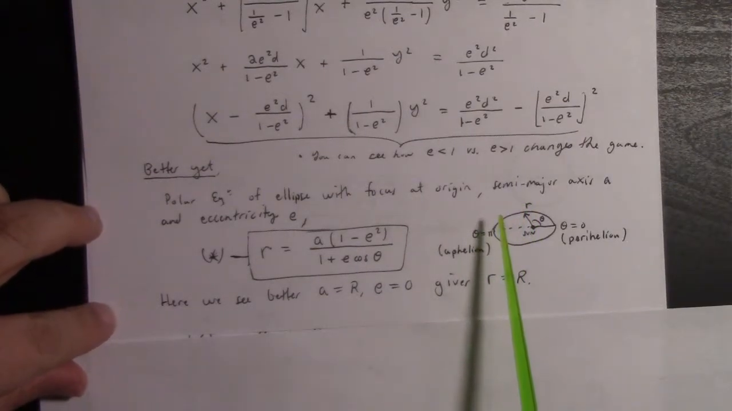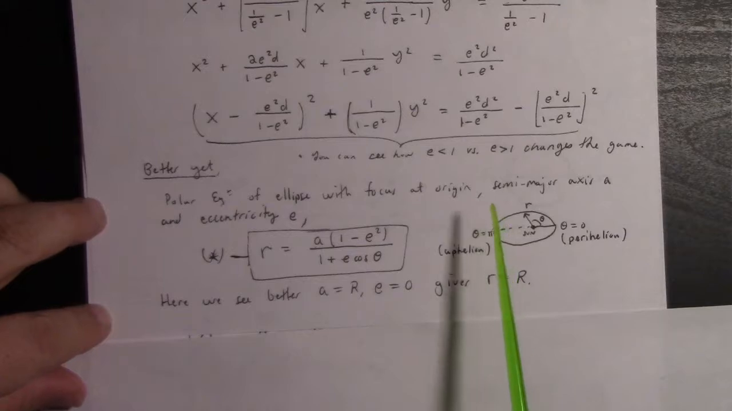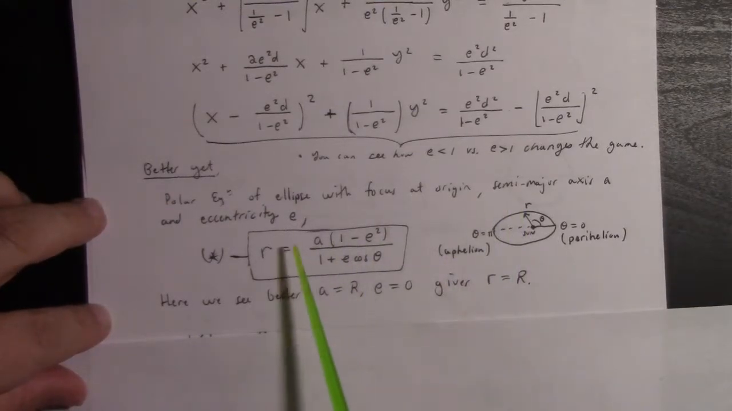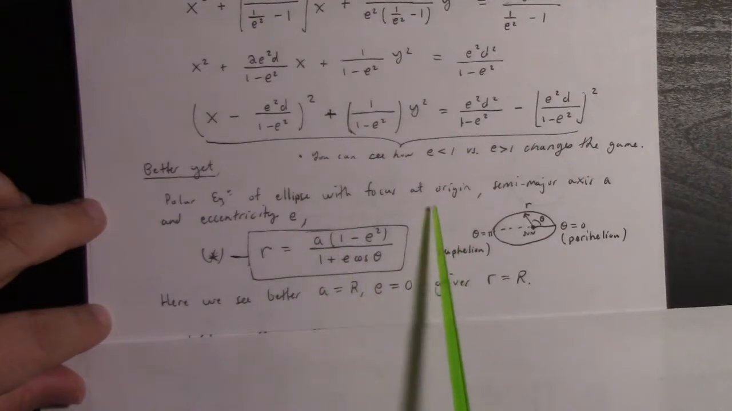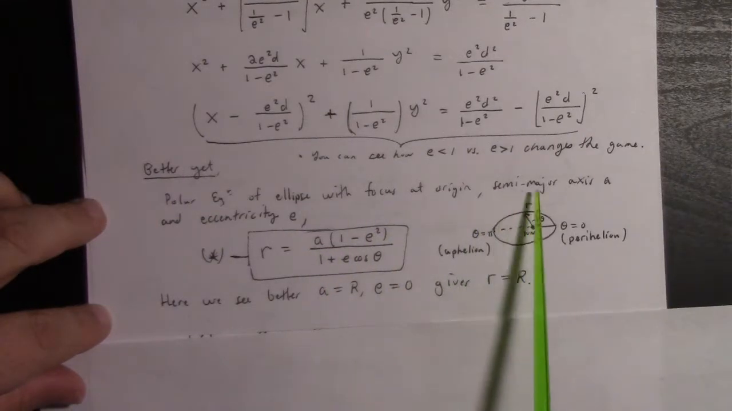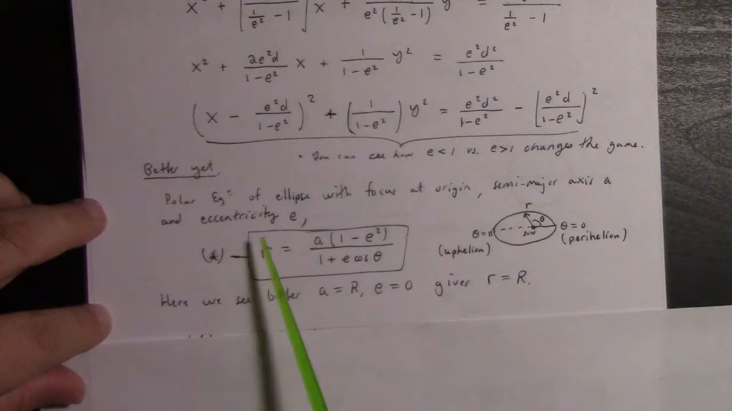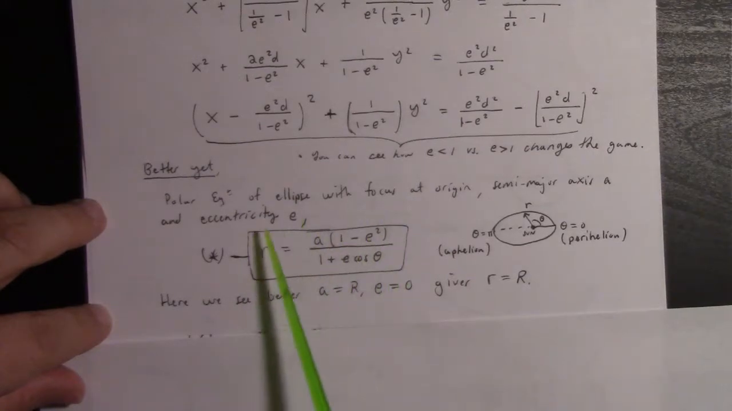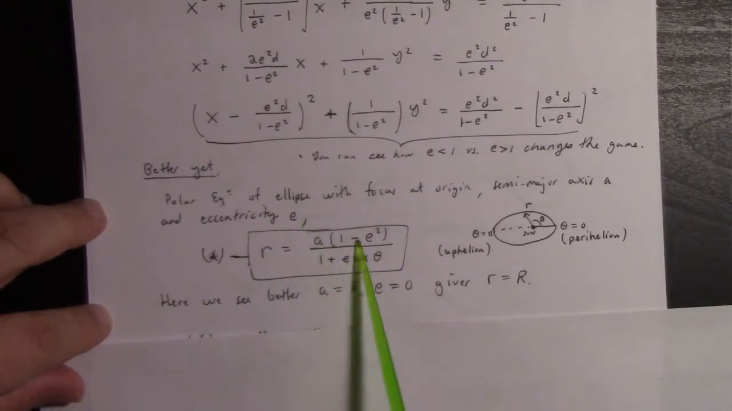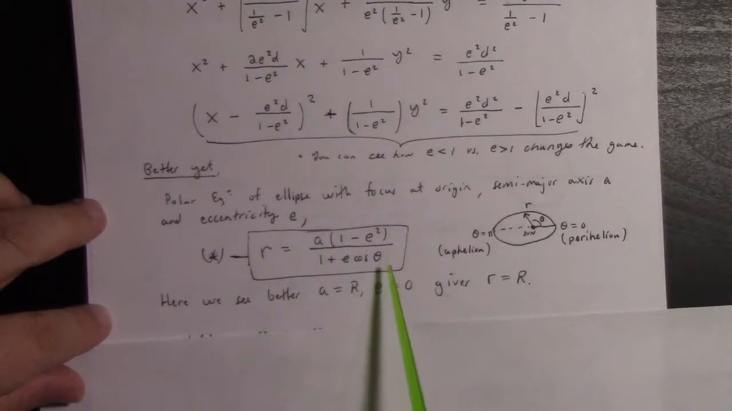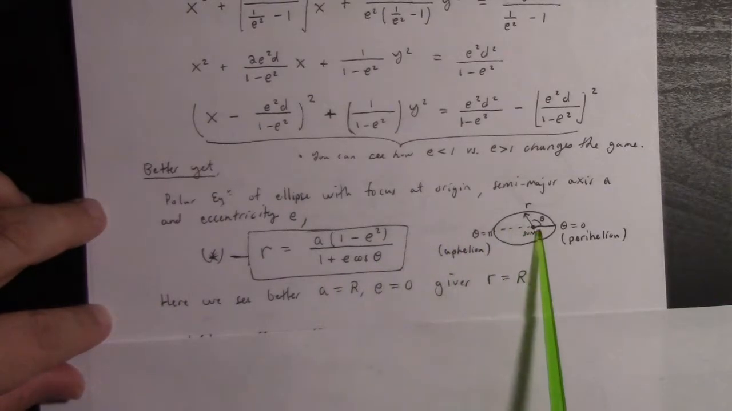Now, the formula for the ellipse that I think is interesting is probably better down here, because a lot of times I like to think about the ellipse as a generalized circle. So in polar coordinates, an ellipse with focus at the origin, semi-major axis a, and eccentricity e is given by this formula. r is equal to a times (1 minus e squared) over (1 plus e cosine theta). So here's a picture of it.